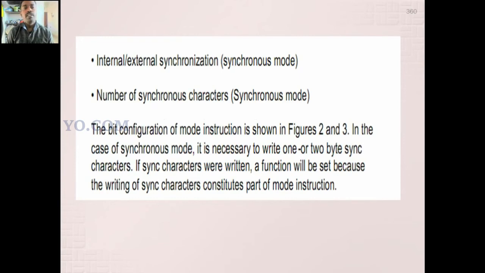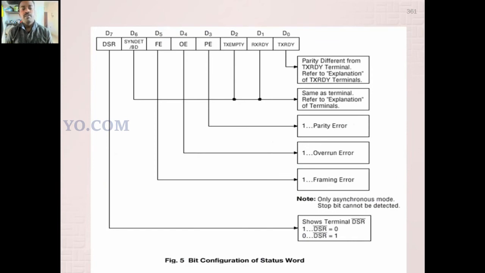In synchronous mode, internal and external synchronization and the number of synchronous characters are considered. The bit configuration of the mode instruction is shown in the figure. In synchronous mode, it is necessary to write a one or two byte synchronous character. When the synchronous character is written, the function will be set, because the writing of the synchronous character constitutes part of the mode instruction. Okay, this is the bit configuration of the status word.